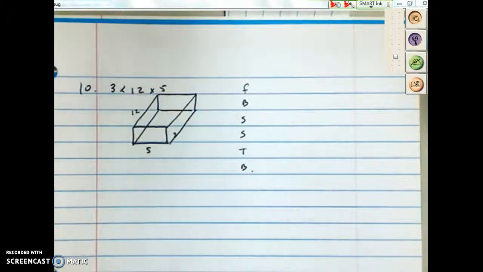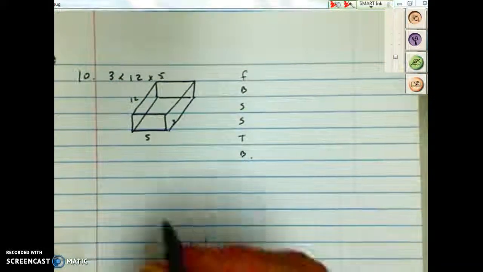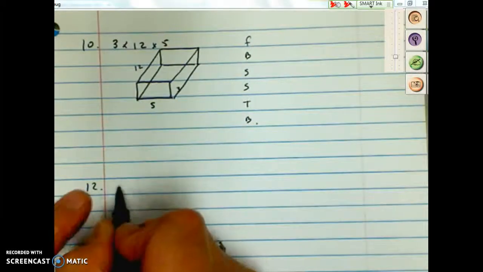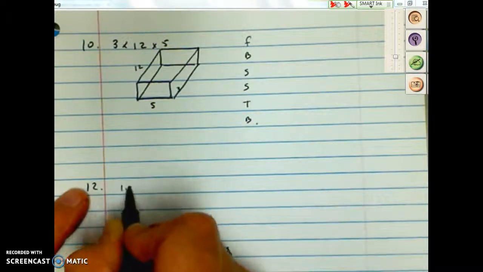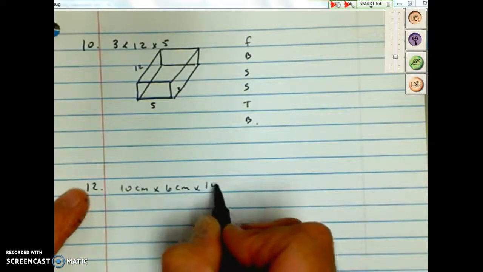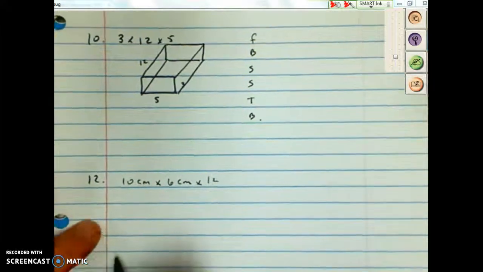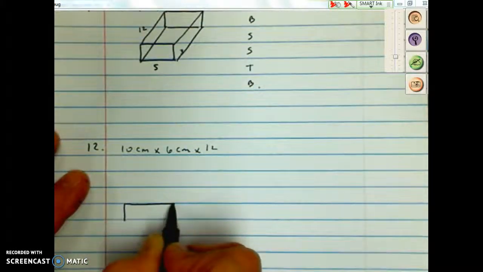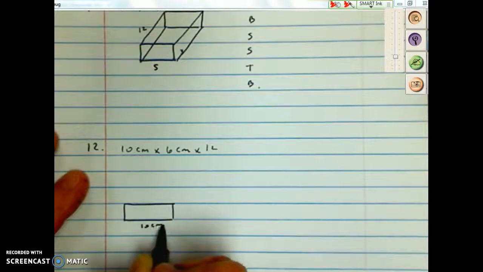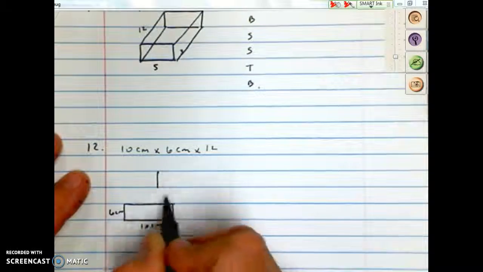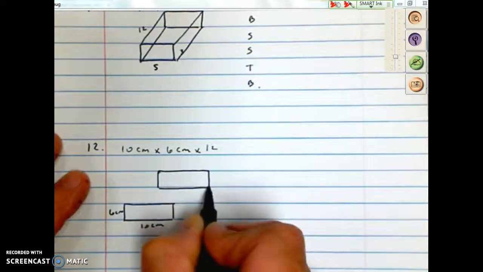And I am going to go ahead and draw number 12. So leave space for that one. Leave a couple of lines, and then go to number 12. And this time we have a rectangular prism of 10 centimeters by 6 centimeters by 12 centimeters. So again, we're going to practice drawing those rectangular prisms. So 10 by 6, we'll make this one just a little bit wider. So 10 centimeters by 6 centimeters. Go up a little bit, about halfway over.